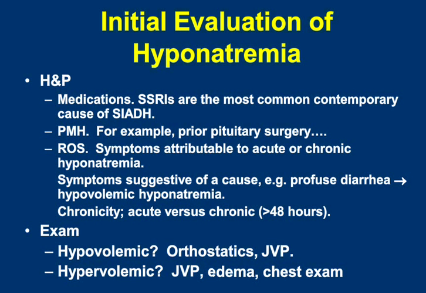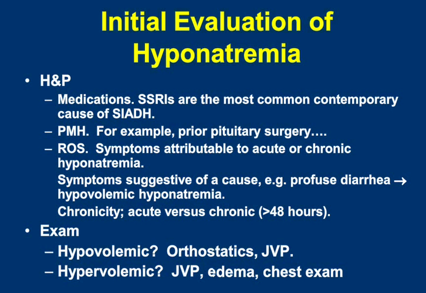In the history and physical, we need to know their medications. And I think you and I have the clinical experience that SSRIs are probably the most common contemporary cause of SIADH. You need to know some aspects of their past medical history. Have they had prior pituitary surgery? Is this a patient who's likely to have secondary adrenal failure because they're hypopit?